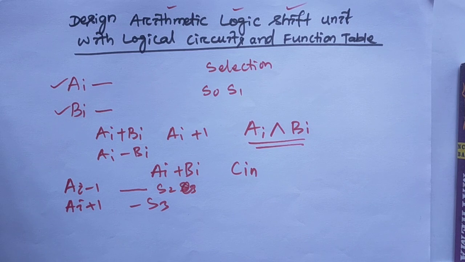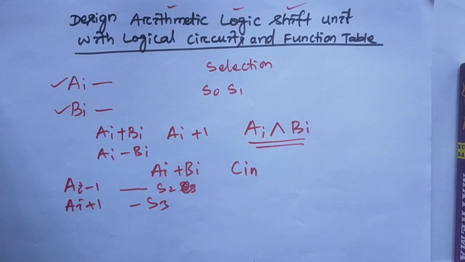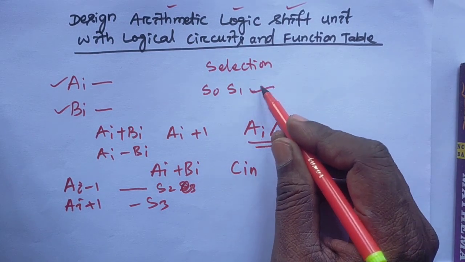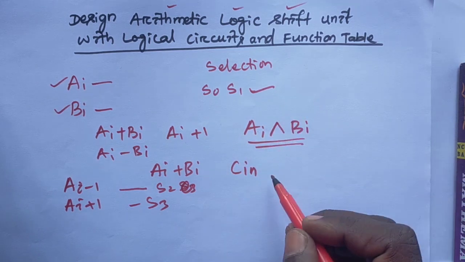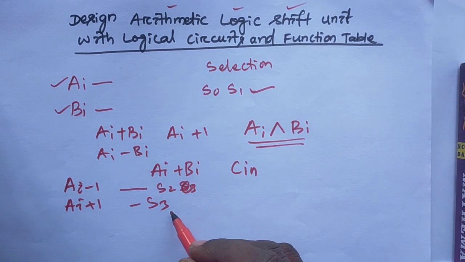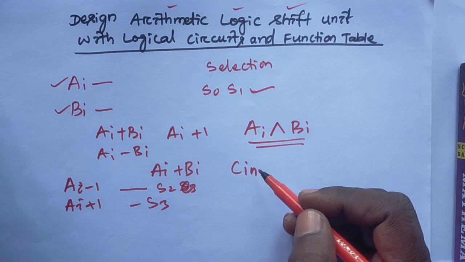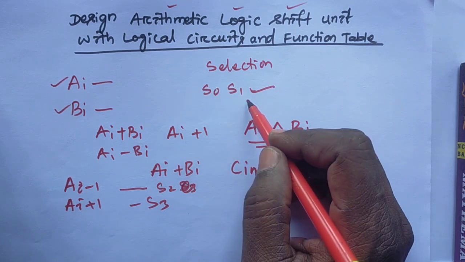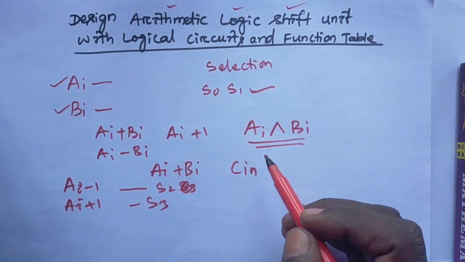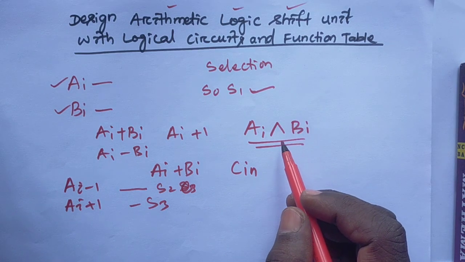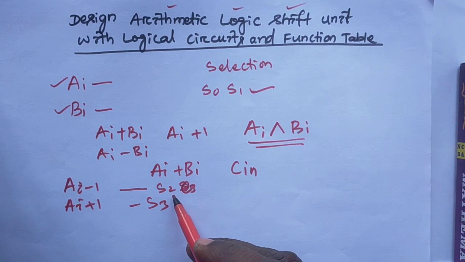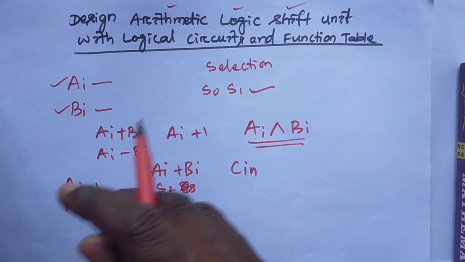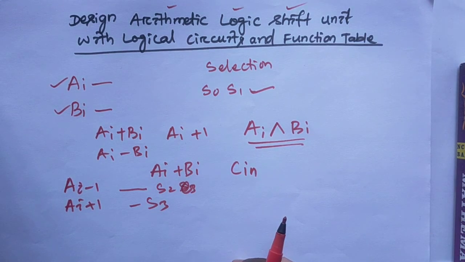Another part is also there. They will choose arithmetic or logic as per the variables S0 and S1, and S2 and S3 are defined only for shift. So we have to remember: if we design an arithmetic or logic circuit, we go through the two selection variables S0 and S1, and if we design a shift unit, we go through the selection variables S2 and S3. Based on that, we consider the total single stage design.